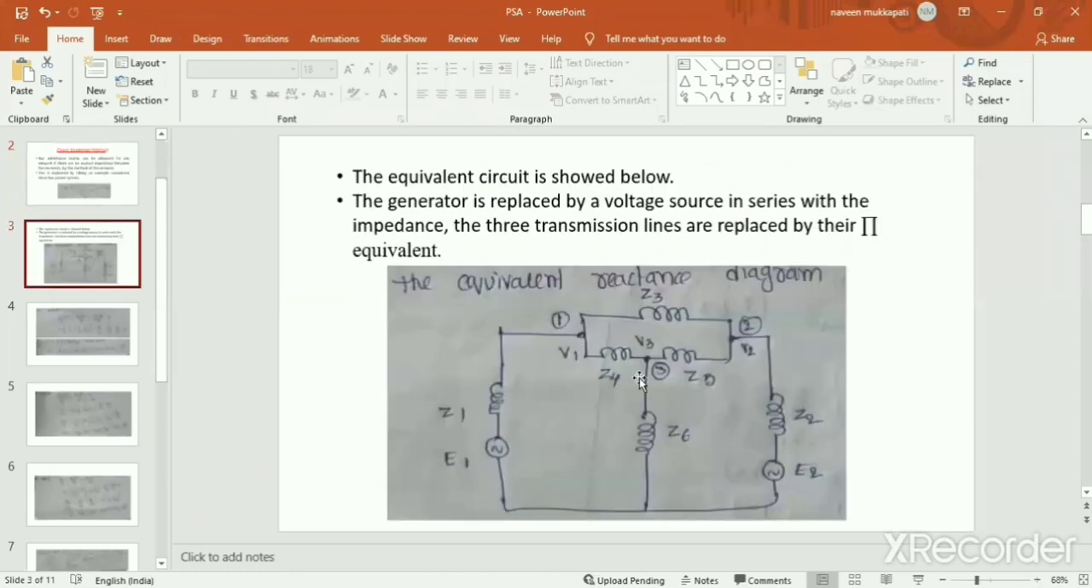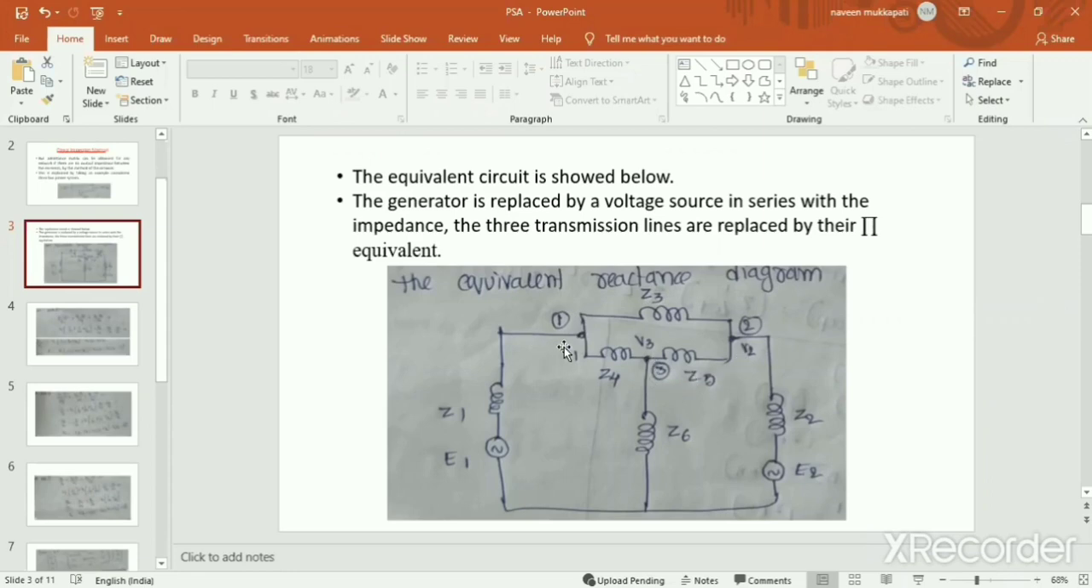Then we draw the reactance diagram for that single line diagram. By using the single line diagram, we draw the equivalent reactance diagram. After that, we mark the nodes. Observe, the nodes are the buses. How many nodes are there? Node 1, node 2, node 3.